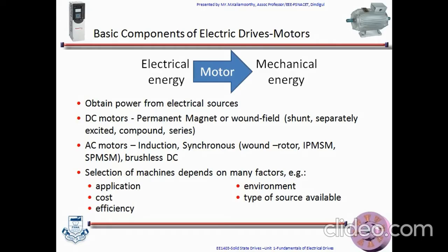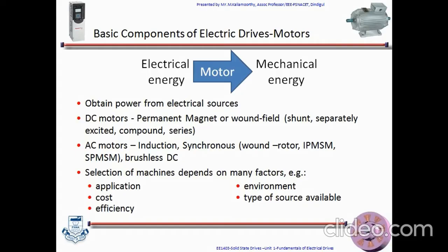The selection of a machine depends on many factors. For example, it depends on the application we use, how much cost we put in that particular application, what the efficiency is, where we are going to use it, the environment, and the type of source available in that place. So the basic criterion in selecting an electric motor for a given drive application is that it meets the power level and performance requirements of the load during steady state and dynamic operations.